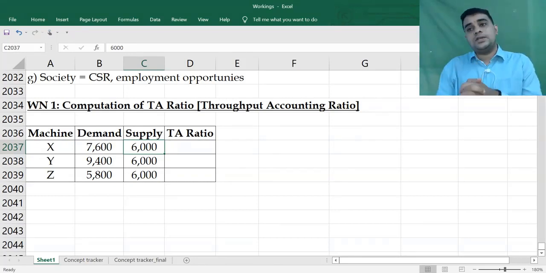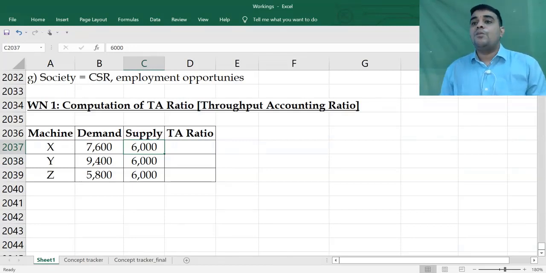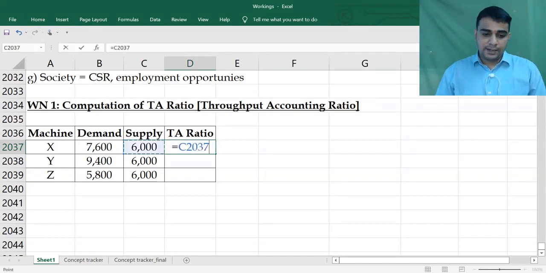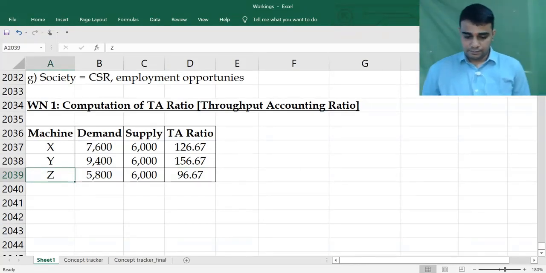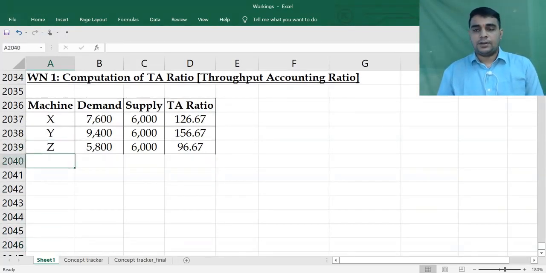If I go to marginal costing, this is a multiple limiting factor problem. With more than 2 products, the graphical method can't be used. TA ratio is demand by supply into 100. Clear?